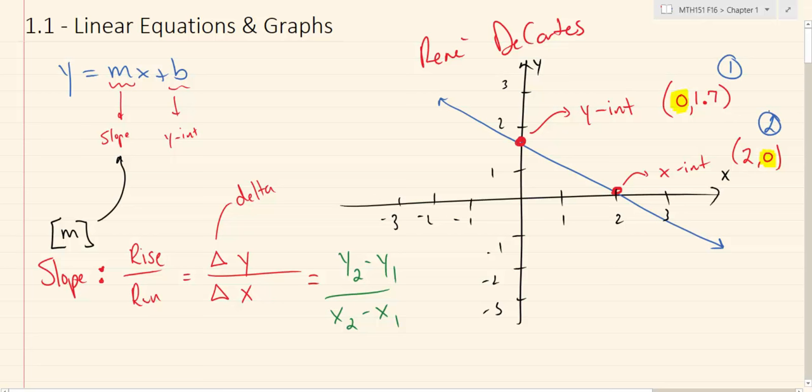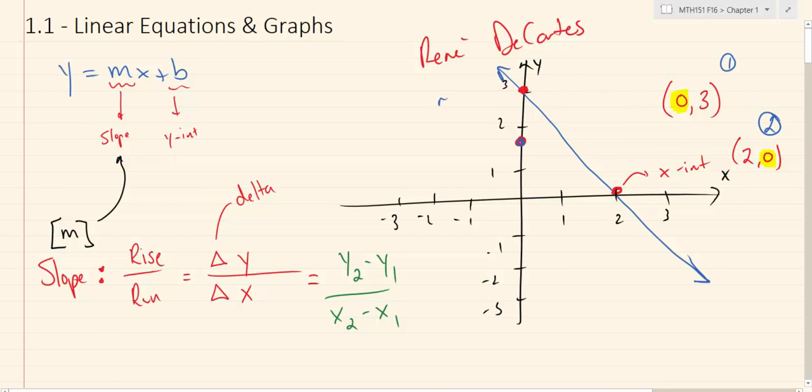So if we wanted to find the slope of the blue line, oh, that 1.7 is nasty. Can we change that? All right, so what is the slope of this blue line now that I've given you some nicer numbers? So you say, okay, what is y2? So that means you look at the y-coordinate of point number 2. This is a 0 is your y-coordinate for the second point.